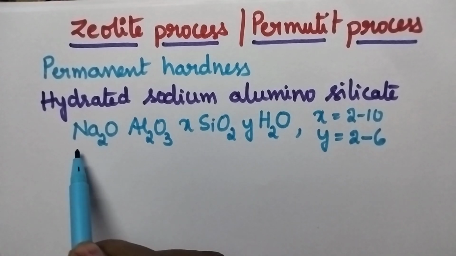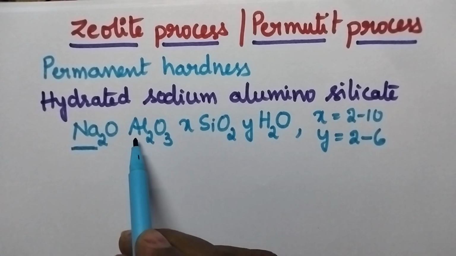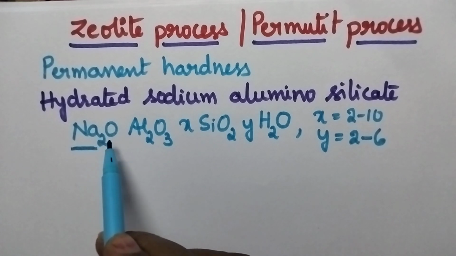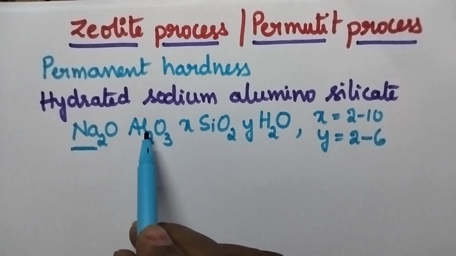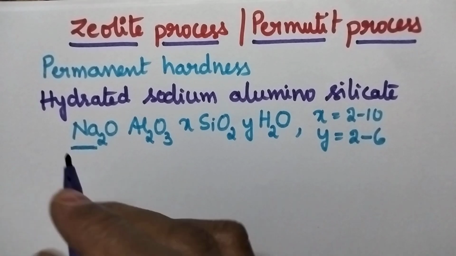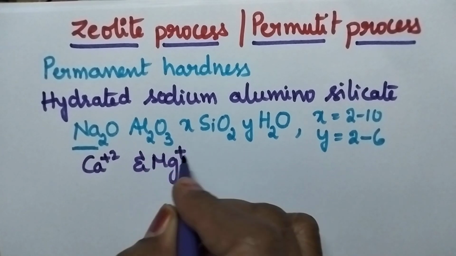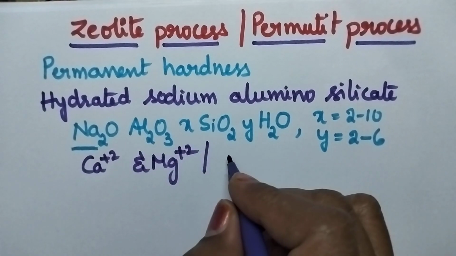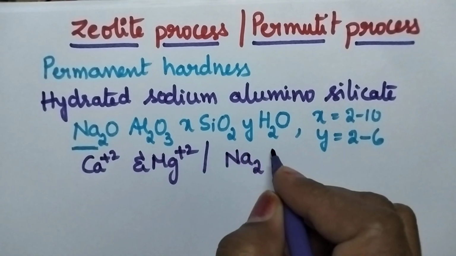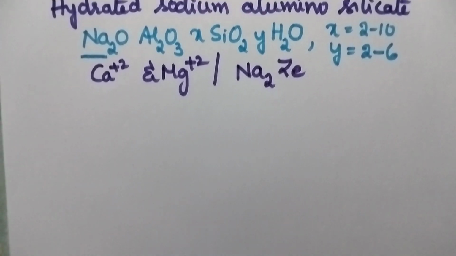Especially with respect to zeolite, the sodium ions are highly active. Whenever hard water is passed through the zeolite bed, it is capable of exchanging its sodium ions with hardness producing cations, in particular calcium and magnesium ions. Simply, the sodium zeolite can be represented as Na2Ze.